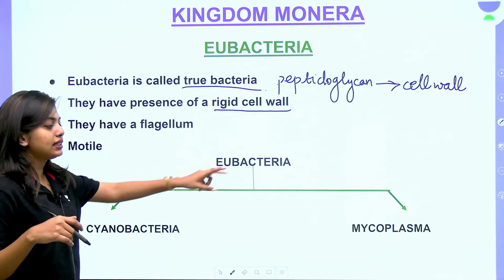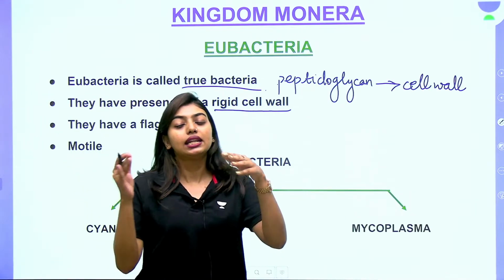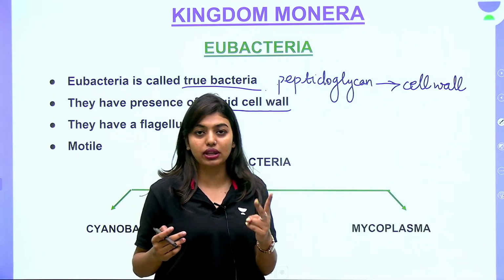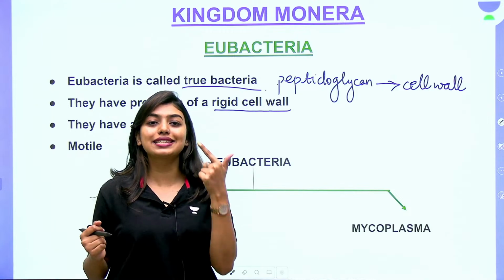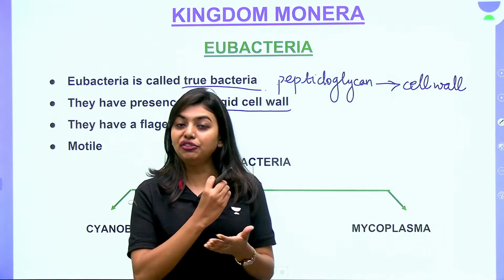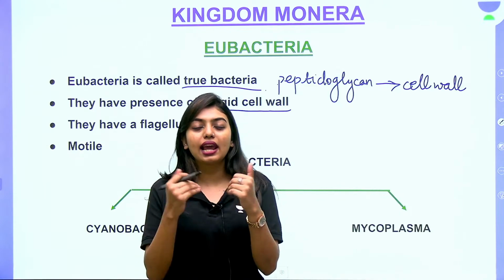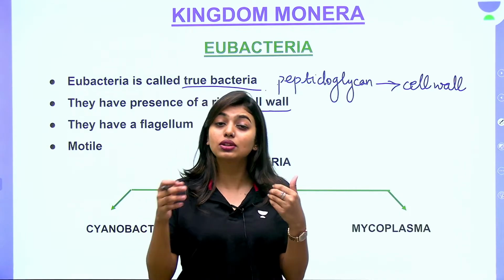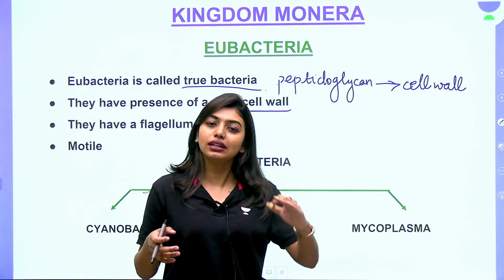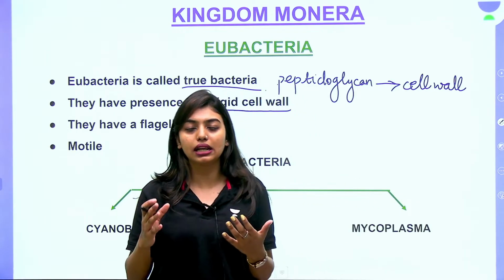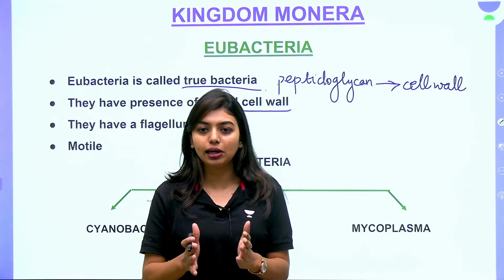Now, Eubacteria has two types. Students, listen carefully. Eubacteria has two types: Mycoplasma and cyanobacteria. This is one of the favorite questions of NEET, because they have a lot of exceptional characters. This question is asked directly in NEET. It will not be asked very complicatedly. It will be asked directly. Clear?